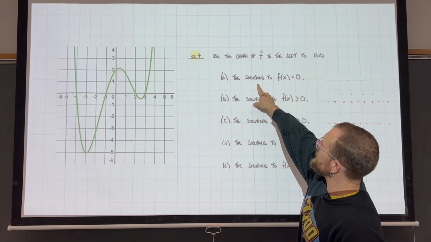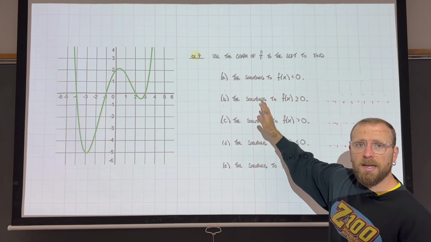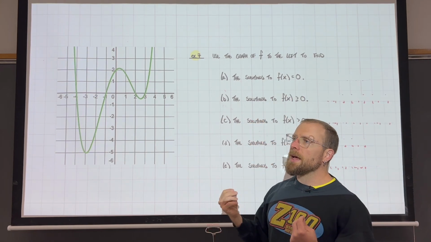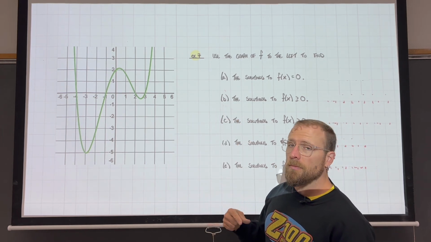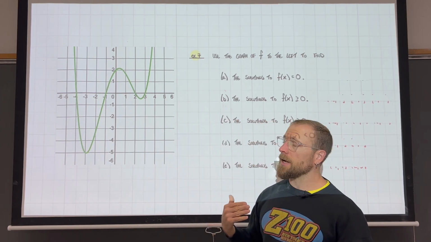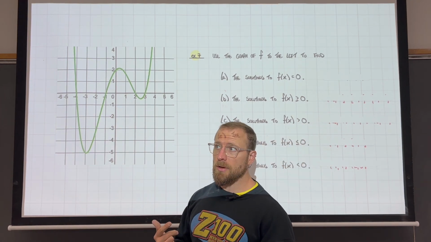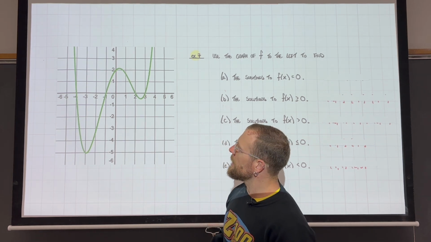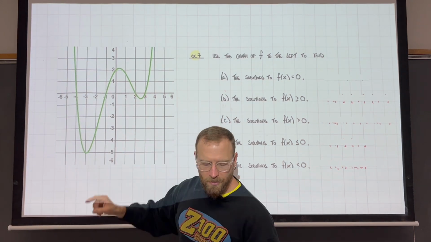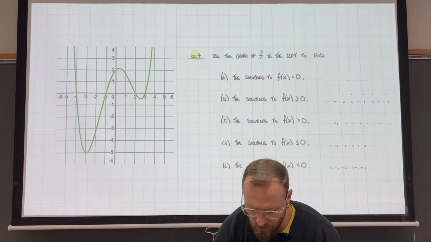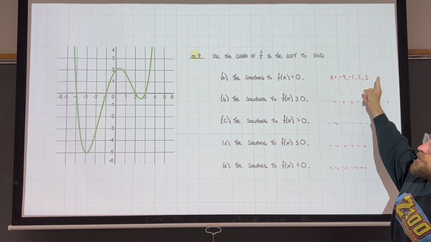So part A says, use the graph of f to find the solutions to f of x equals 0. For what values of x does f output 0? Well, the outputs of f are the y-coordinates on its graph. So I'm looking for points on the graph where the y-coordinate is 0. Well, those are the x-intercepts, aren't they? So there's an x-intercept here at -4, -1, 2, and 3. So those are my solutions. -4, -1, 2, and 3.